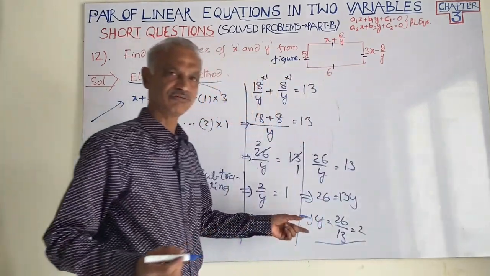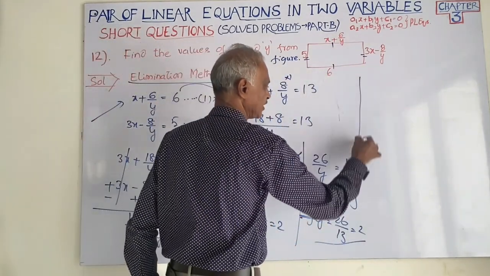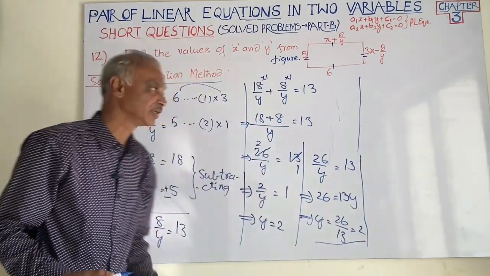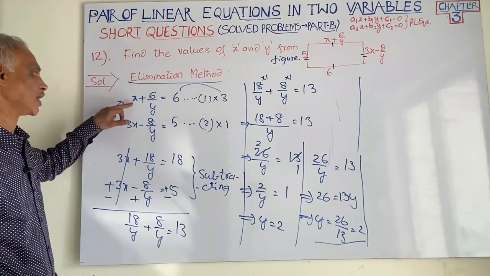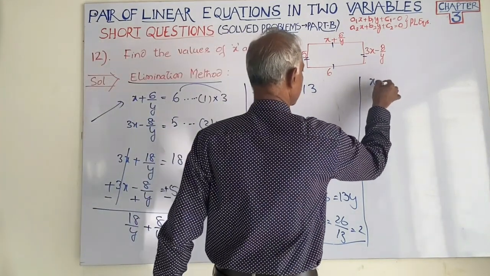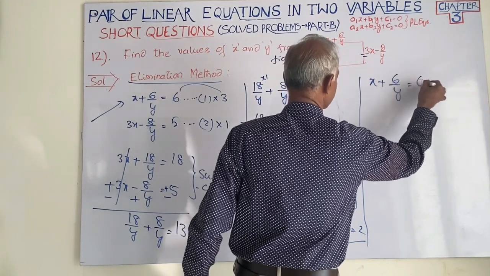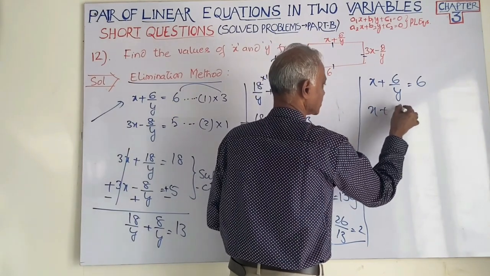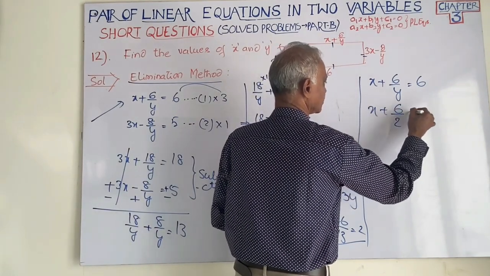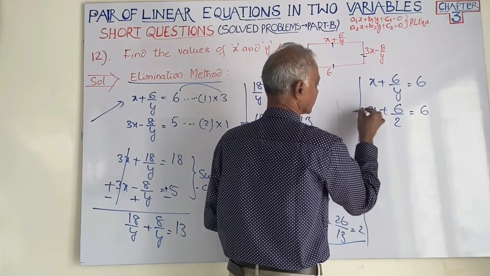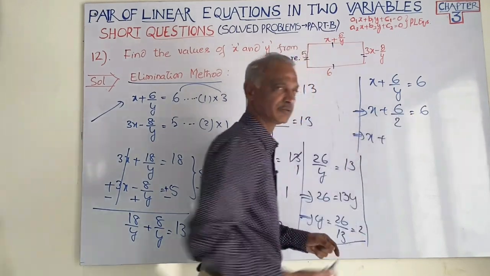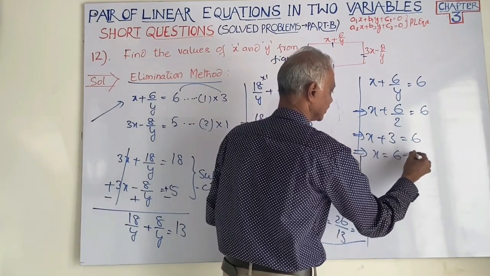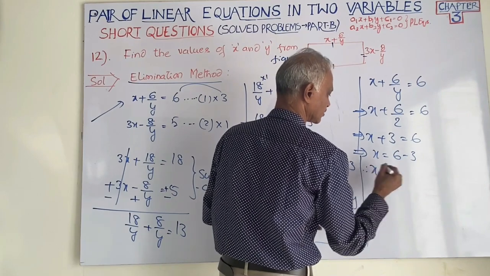You got the value of y is equal to 2. Next, we have to find the value of x. Substitute the value of y is equal to 2 in one of these two equations. I will take this equation: x plus 6 by y is equal to 6. What is the value of y? y is equal to 2. x plus 6 by 2 is equal to 6. 6 by 2 means 3, so x plus 3 is equal to 6. You will get x is equal to 6 minus 3, therefore x is equal to 3.